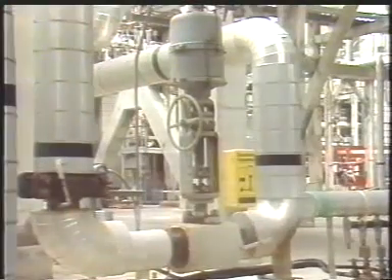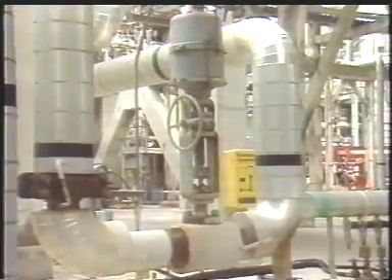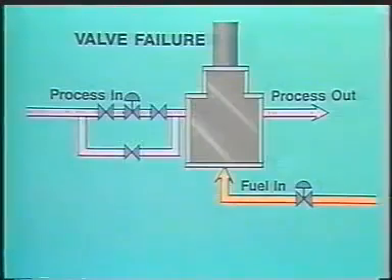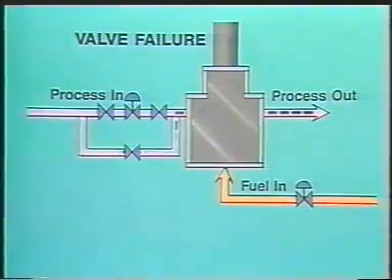A valve failure is a third type of equipment problem. If the valve is controlling the process flow, it will usually fail open or become stuck in one position. In either case, you won't be able to adjust the rate of flow. If a bypass valve is available, you may be able to avoid a shutdown by routing the flow around the failed valve.